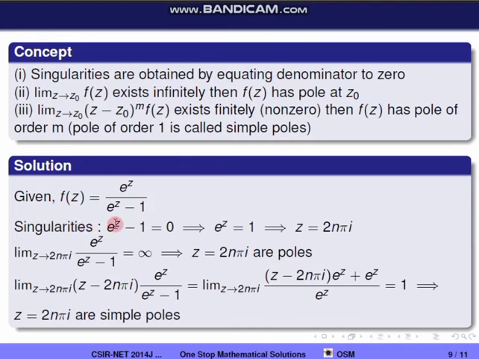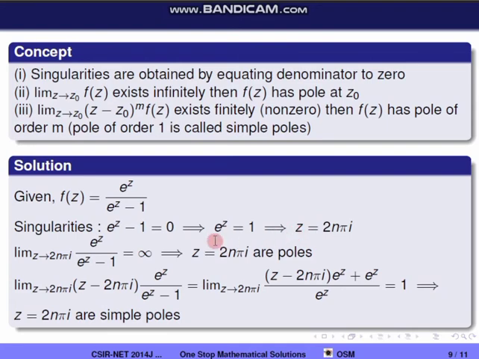So for that, I'm equating the denominator to 0. So when we equate, we'll get e power z is equal to 1. We know for z equal to 2n pi i, e power z equal to 1. So these are the singularity points, and this is essentially an imaginary number, so it lies on the imaginary axis. Now we'll check whether this is a pole, removable singularity or essential singularity.